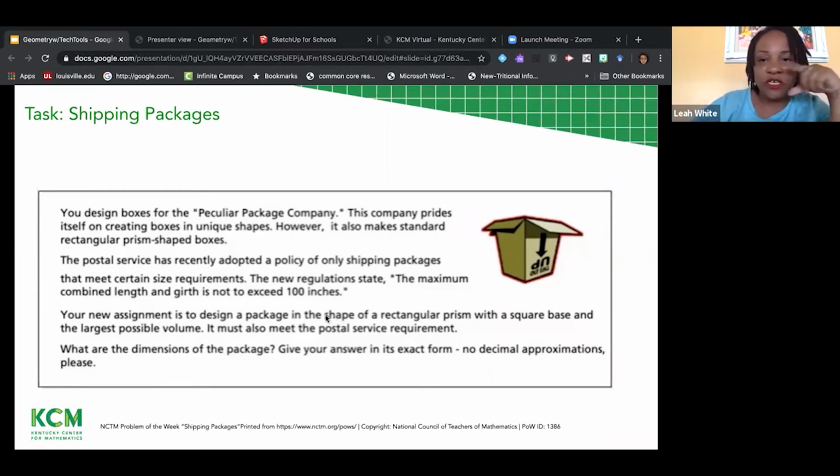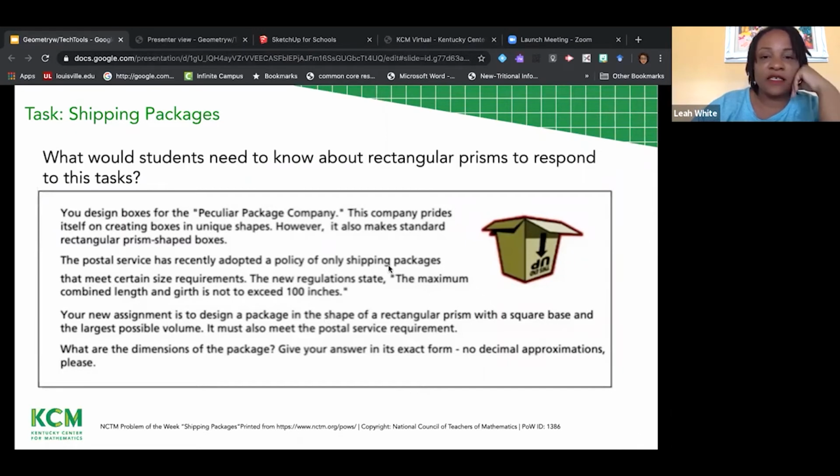I know, tricky. So if we were to start this task, what would students need to know about prisms to respond? Or what would students need to know in general to respond? You can share out or share in the chat. Or what experiences would students need to have had prior to answering this task?